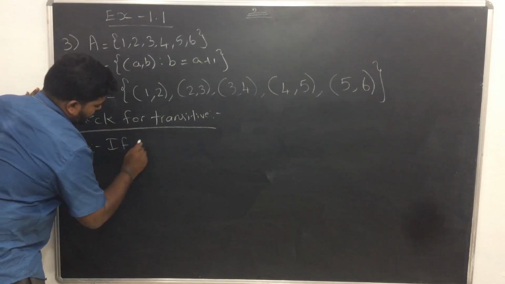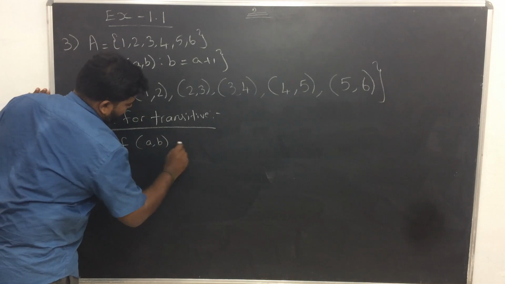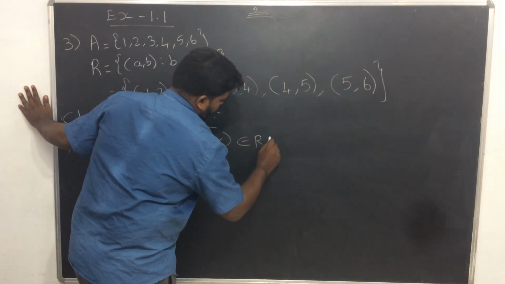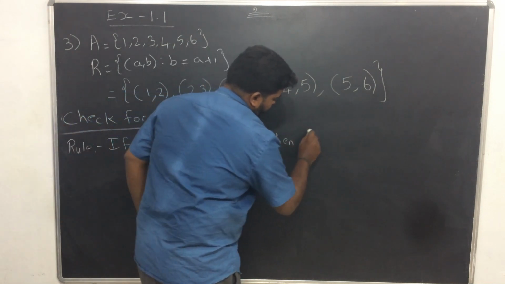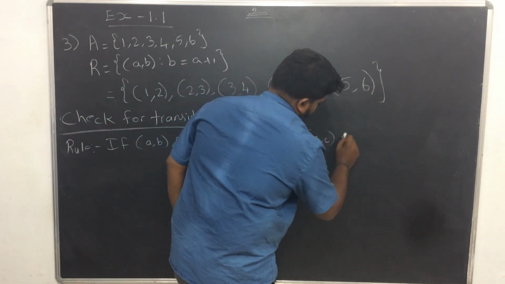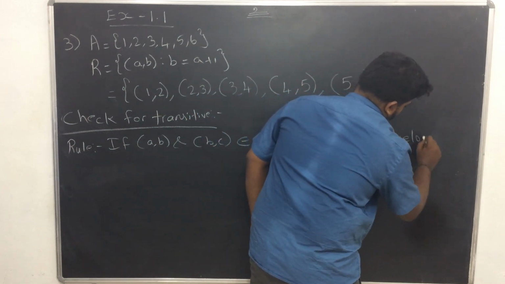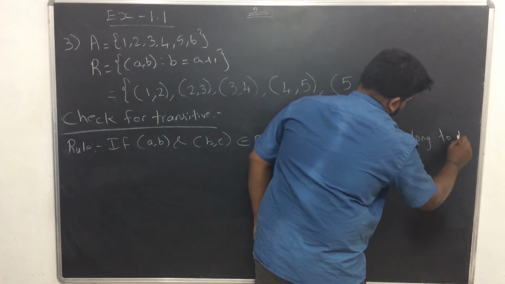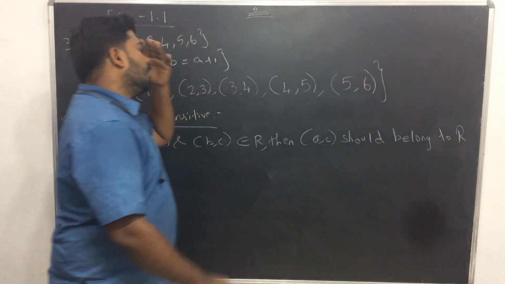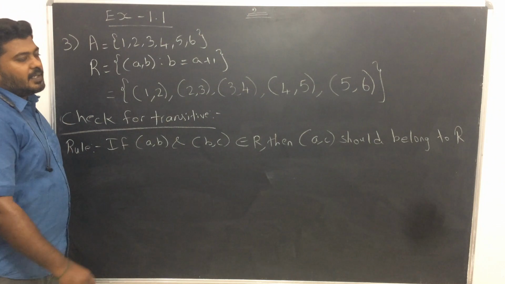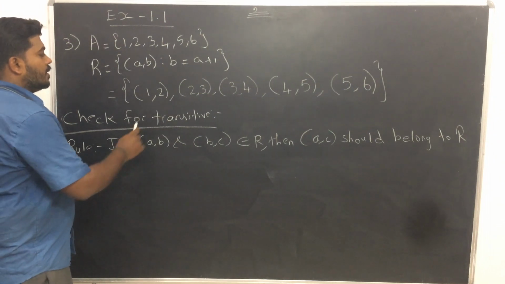If (A, B) and (B, C) belong to R, then (A, C) should belong to R. This is the rule for any relation to be proved to be transitive. Again, now looking at the values of R, what can you say?